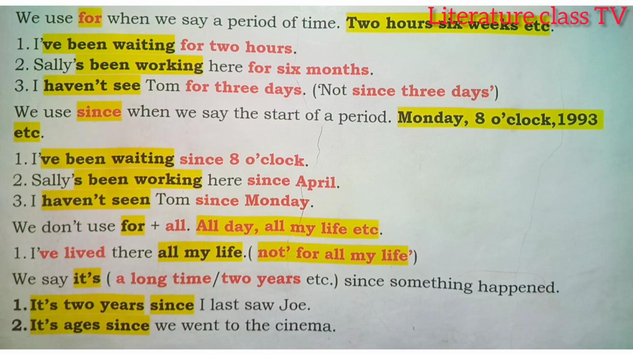We have been discussing the use of when, how long, since, and for. We have seen that we use when for past simple. We use how long for present perfect or present perfect continuous tense. And we use for for showing a period of time, and since for the start of a period of time.